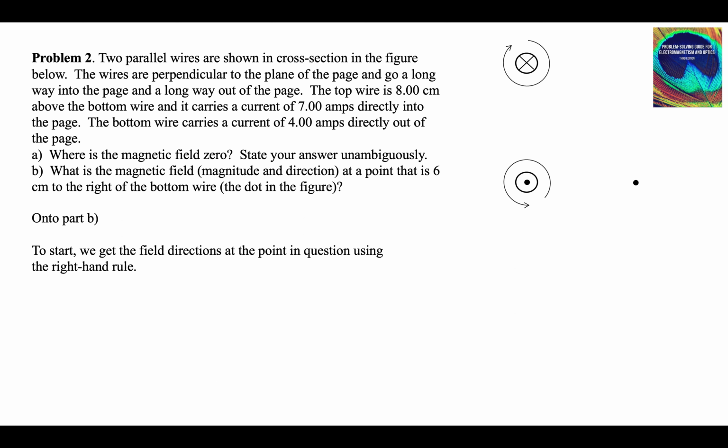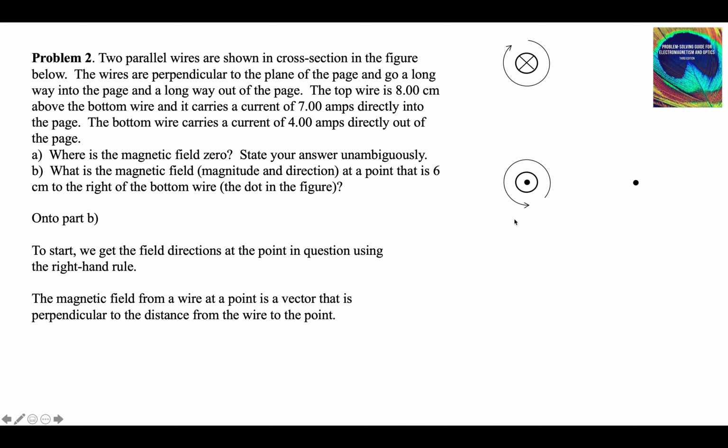First, let's get the field directions. And to do that, it's best to draw the perpendicular distances first, because the magnetic field from a wire at any point is perpendicular to the distance between the wire and the point. To see what we mean, we'll put in the distances. There's the distance from the wire to the point.